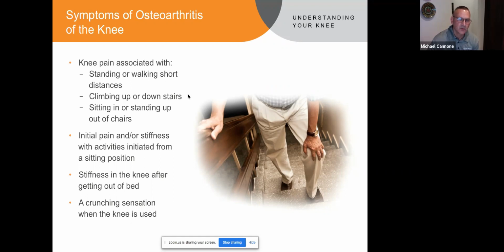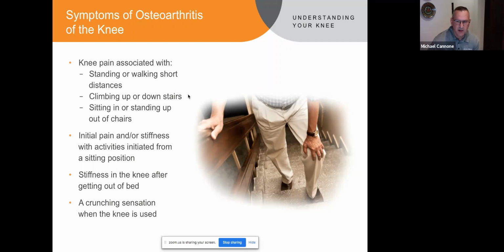And with osteoarthritis, what we ordinarily see is initially pain and or stiffness associated with the beginning of an activity. For example, getting up from a seated position after you've been sitting for a while, driving somewhere in a car, or first thing in the morning when you get out of bed. And then as you get around and move around a little bit, then it's not quite as bad. But if you overdo it, then later that evening you may notice increased discomfort and pain.